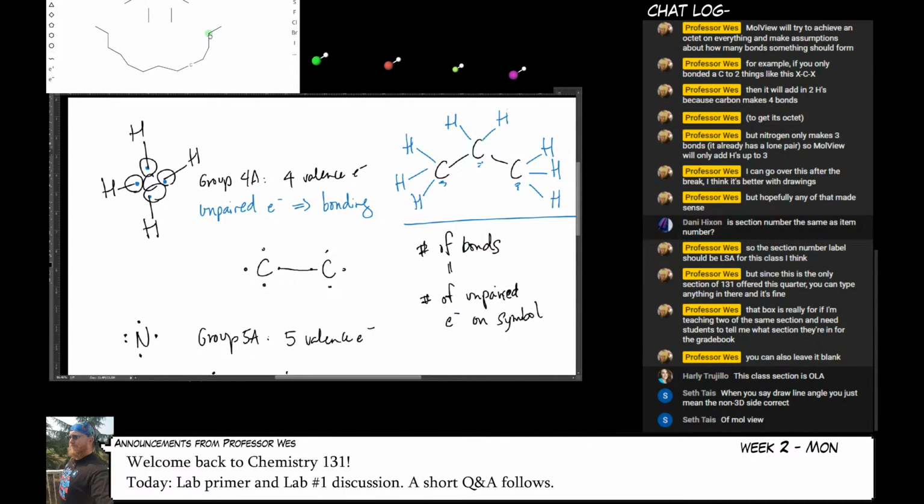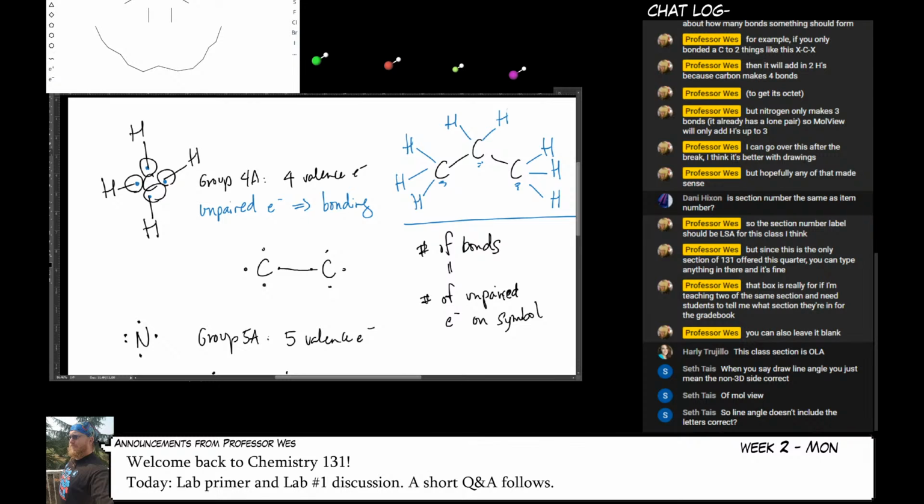When you say draw a line angle, I mean the non-3D side. Yeah, that's correct. So what I have on the left side here is the mol view. Or I'm sorry, this is the line angle side right here. In fact, I think I only specifically ask you for the model side maybe once or twice. Let me look through there really quickly. Yeah, if I don't specifically say import the model, you don't need to.